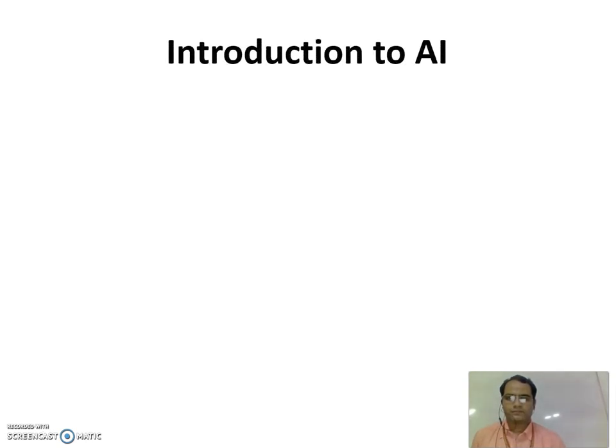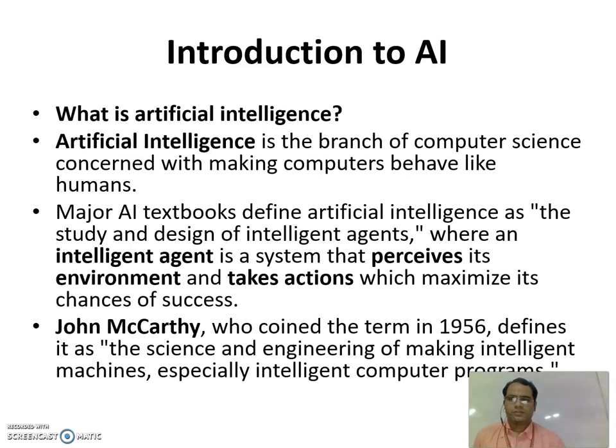Introduction to AI. What basically is artificial intelligence? Now, this has become a buzzword. Everybody says artificial intelligence. Basically, artificial intelligence is a branch of computer science which is concerned with making computers behave like human beings. Behave in the sense of both thinking as well as acting.